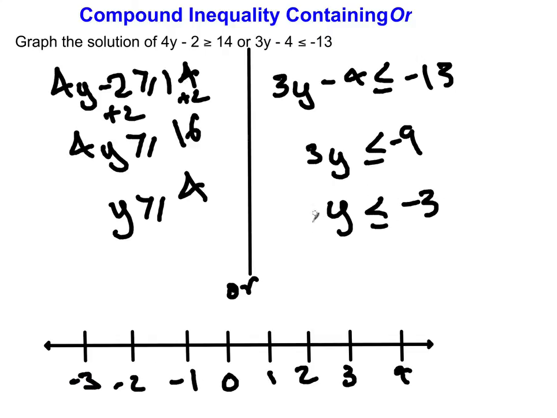Okay, so let's graph y is greater than or equal to 4. So that's a closed circle, and the y's greater than or equal to are over here. And then at negative 3, that's also a closed circle because we have the equal, and the y's less than. So this is a graph of the solution. All the y's bigger than 4 and less than negative 3 work. The things in between those are the only values that are not solutions to this statement.